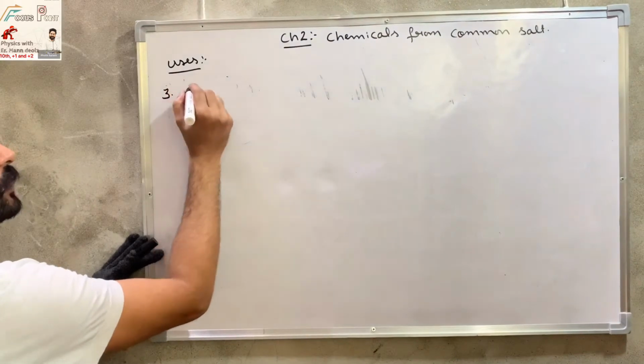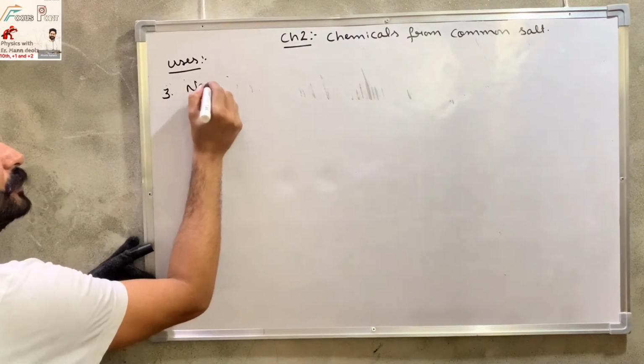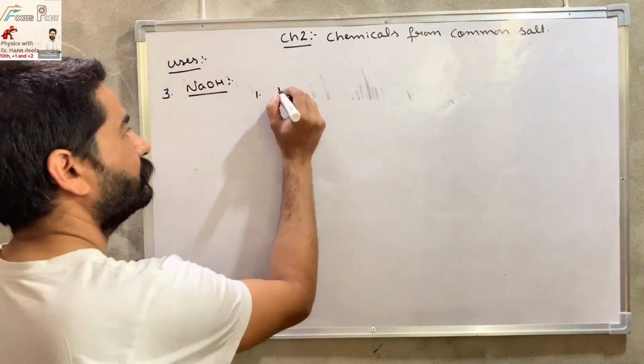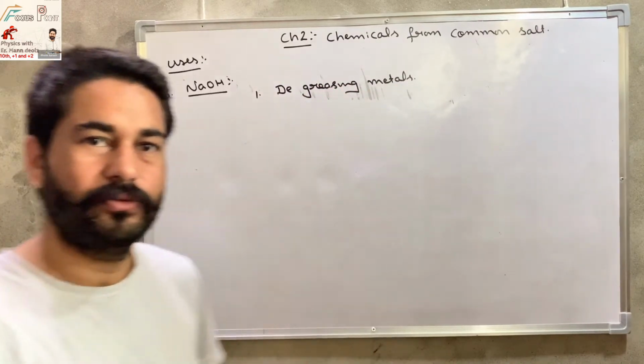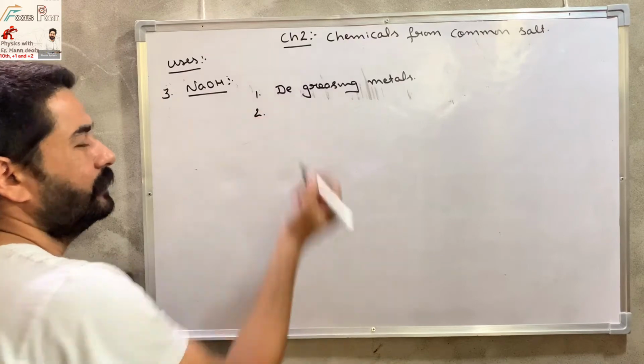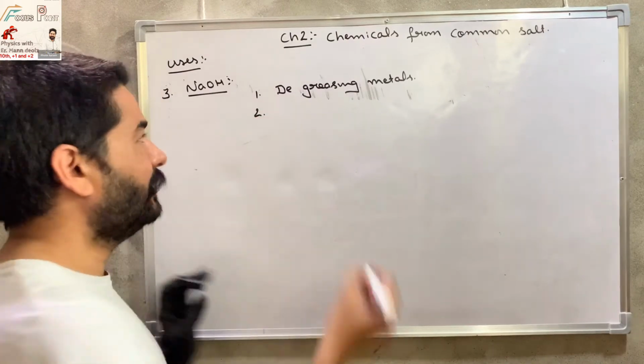Uses of caustic soda, NaOH. To remove the grease from the metals, caustic soda is used. Then it is used in the paper industries.